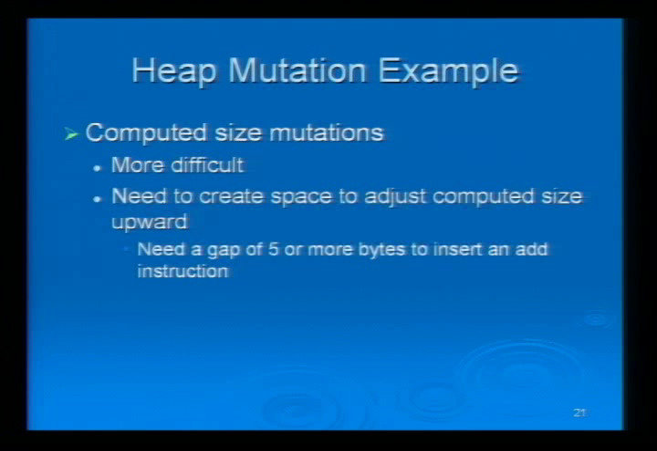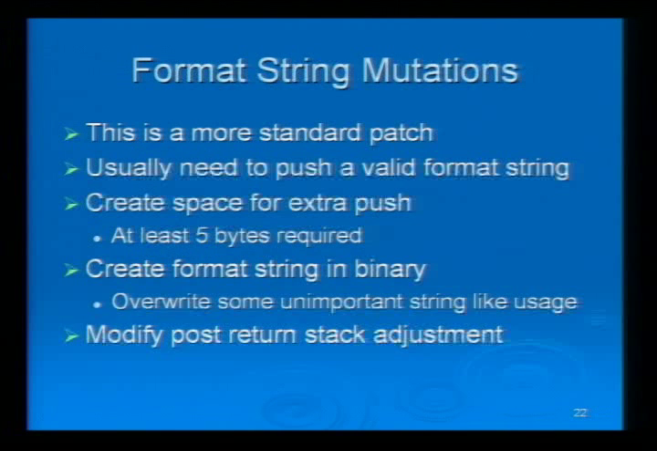Again, computed size mutations, if they're computing the size, a little more difficult because you have to influence the size of the argument to malloc, which, even if you just want to add an arithmetic operation, you may need as many as 5 bytes in there to do that. Format string mutations, harder to do.